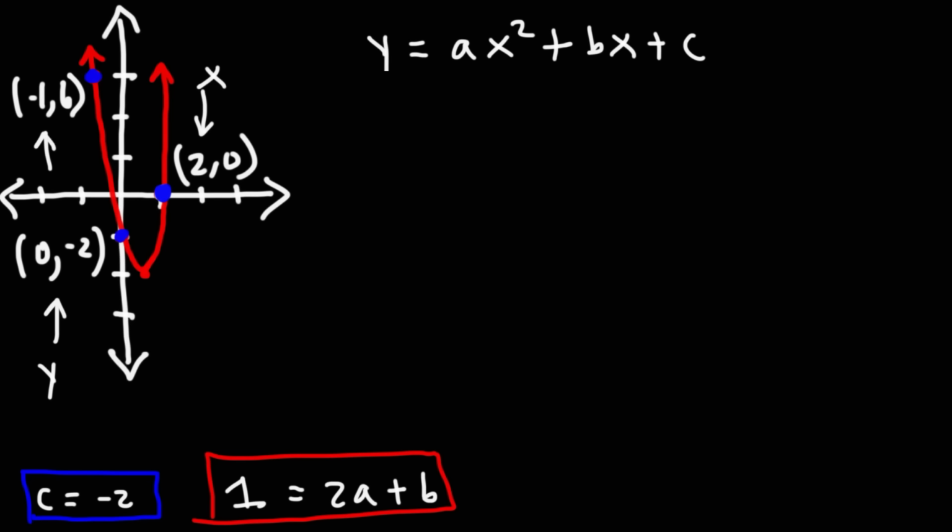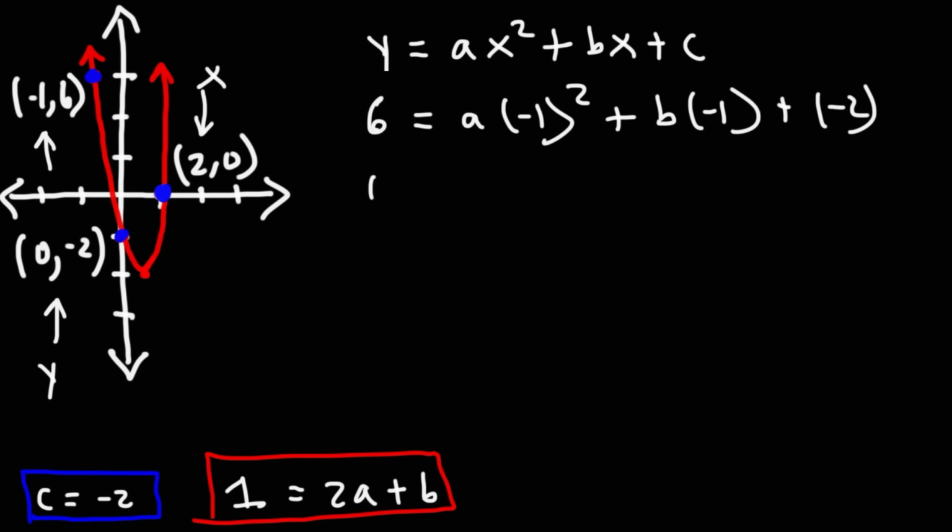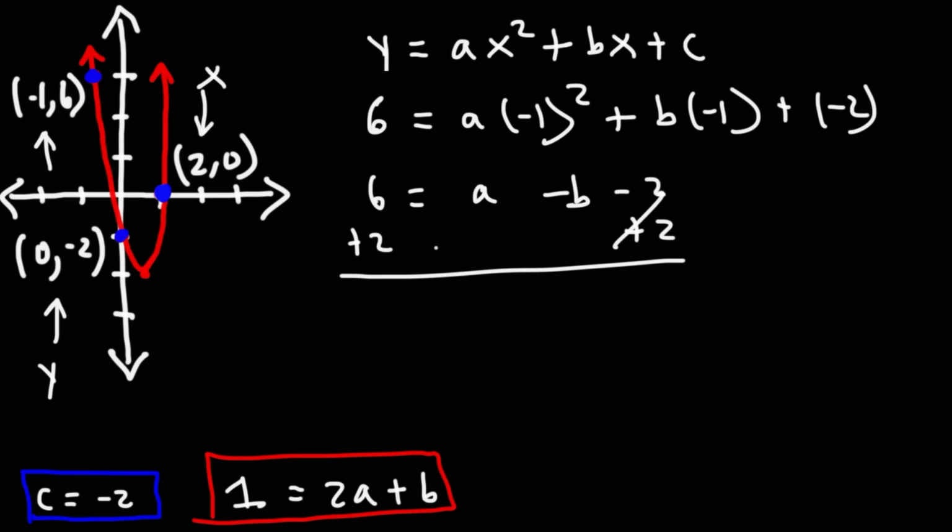Now let's use the third point to get an equation of a and b. So we're going to replace y with 6 and x with -1, and c is -2. -1 squared, 1 times 1, that's going to be 1 times a, which is a, and then this is going to be -b minus 2. So I'm going to add 2 to both sides. 6 plus 2 is 8, so we get 8 = a - b.